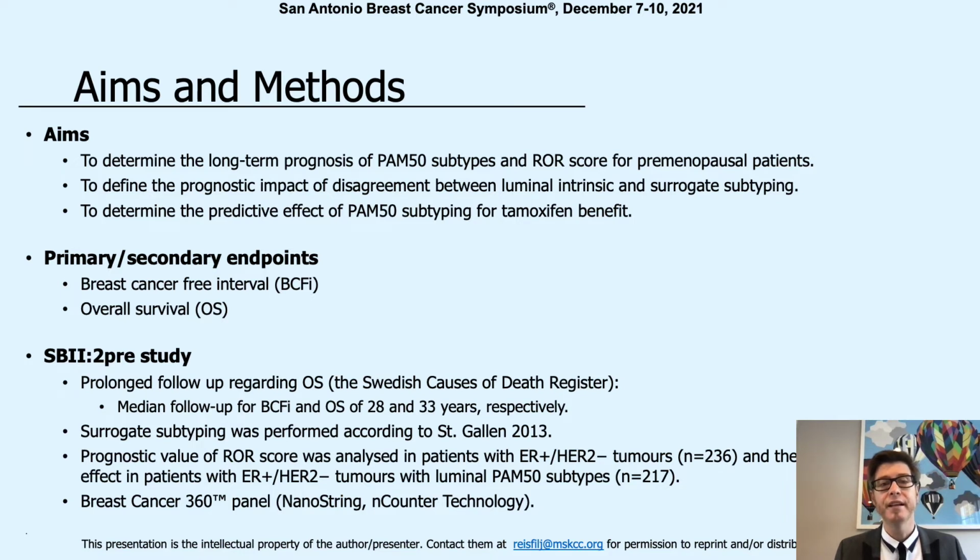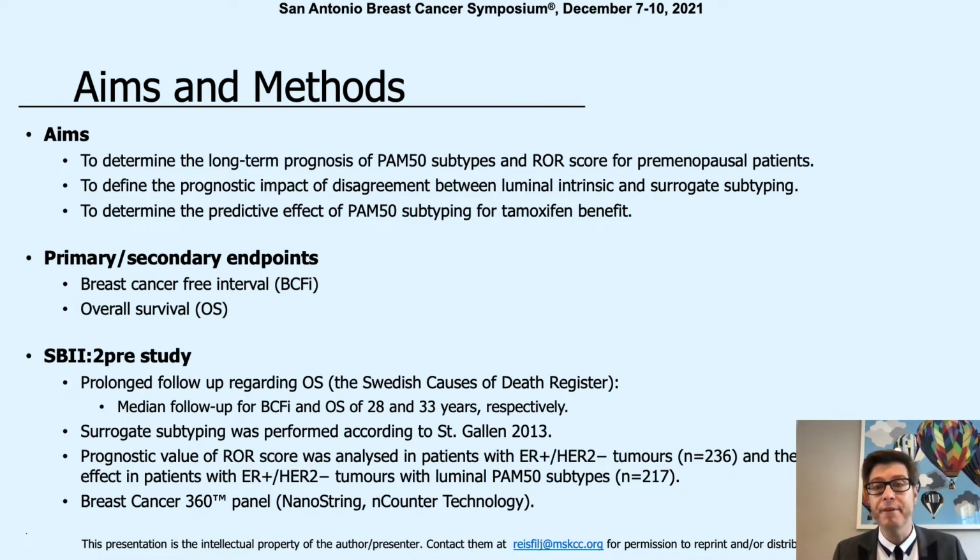To do this, they used material from the SBII pre-study, for which they had very extended follow-up with breast cancer free interval and overall survival of 28 and 33 years respectively. Surrogate subtyping was performed according to the St. Gallen criteria from 2013.